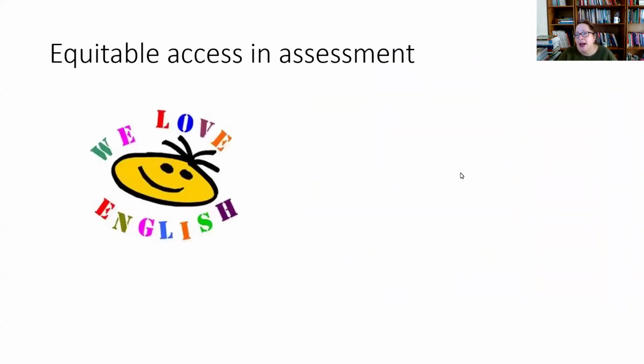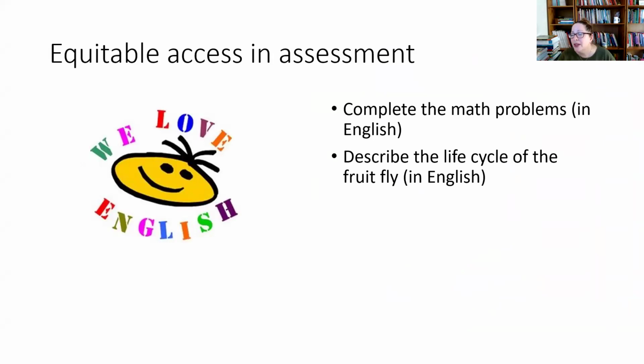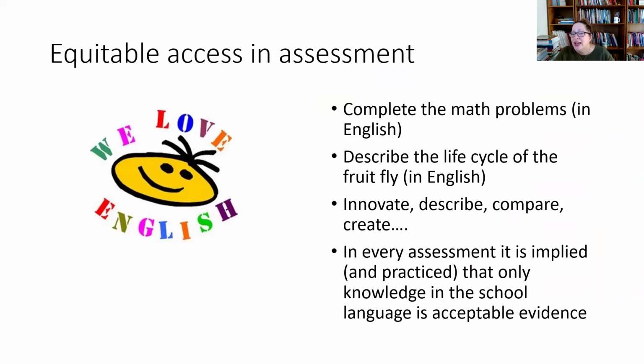So if we're looking at equitable access and assessment, we need to always think through to what's in parentheses. So complete the math problems in English. Describe the life cycle of a fruit fly in English. Innovate, describe, compare, create in English. In every assessment, it is implied and usually practiced that only knowledge in the school language is acceptable evidence of progress. And so we really need to think about that whenever we're writing any kind of assessment.